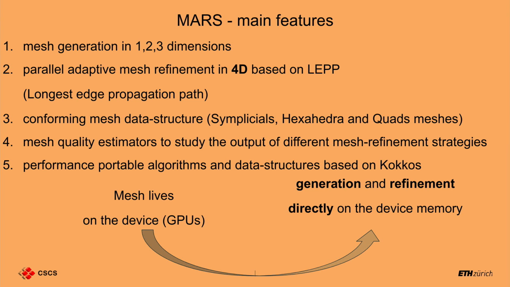And this keeps the mesh conforming. It has a conforming mesh data structure with simplices, hexahedra, and quads, and also has mesh quality estimators for studying the output of different mesh refinements. Everything is based on C++11, as I said, and on Kokkos. This gives performance portability, and it can run on AMD GPUs and OpenMP. The mesh lives on the GPU, so you create the mesh on the GPU and you don't need to transfer it. The refinement also lives on the GPU.